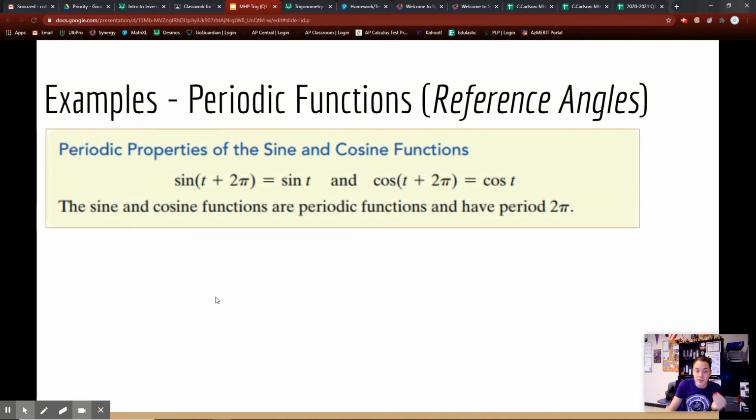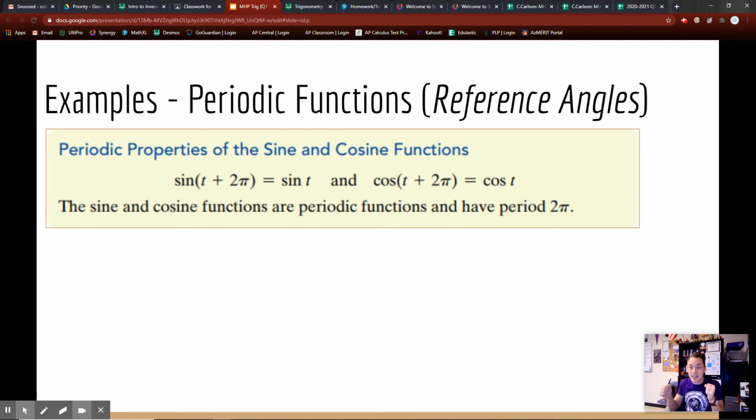What does that mean for us? With periodic functions, the periodic properties of sine and cosine, it means this. If I have sine of some angle, I can take and separate that angle into what we call the periodic function of 2 pi.